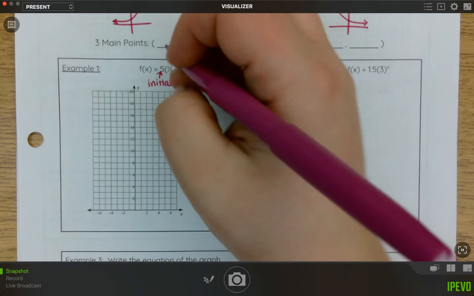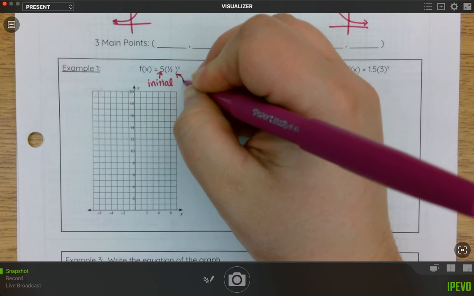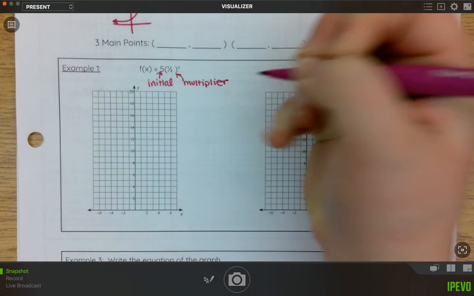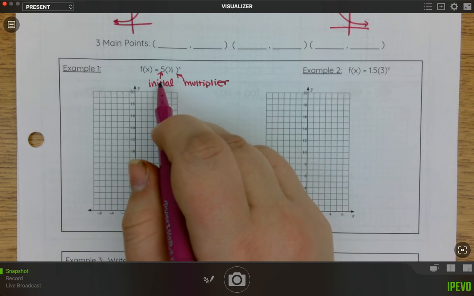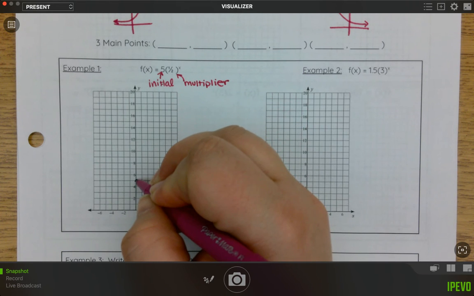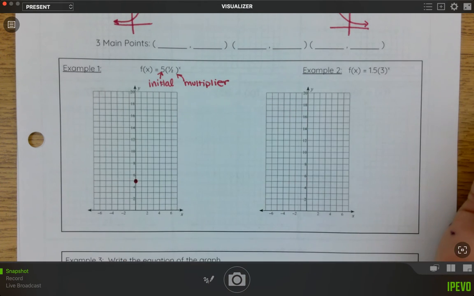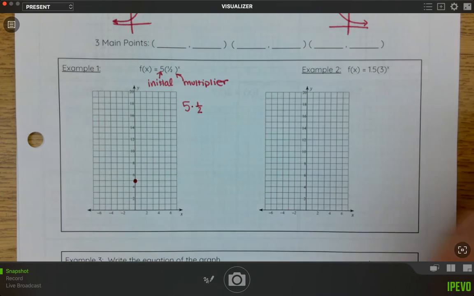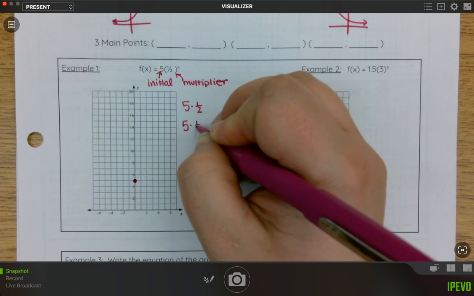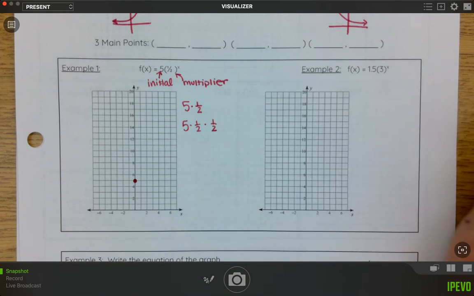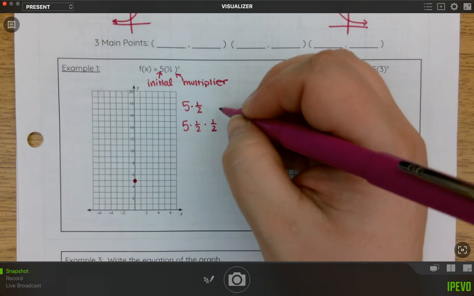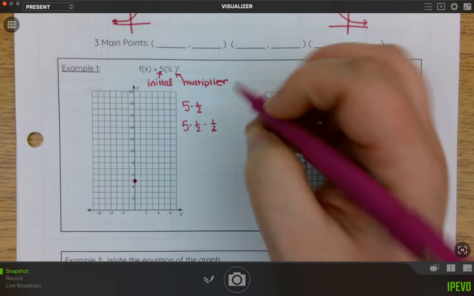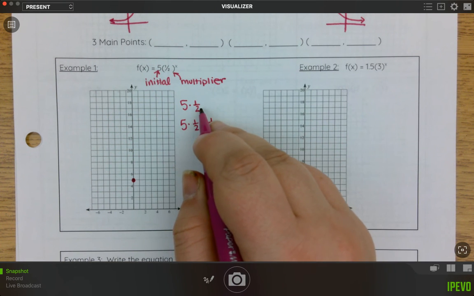Sorry about that. And this is your multiplier. What that means is that you're going to start at 5. And then you're going to take that 5 times 1/2. And then you're going to take that answer times 1/2 again. Okay? And this is going to be over 1. This is going to be over 2 because we multiplied by it twice. So 5 times 1/2 is 2.5.